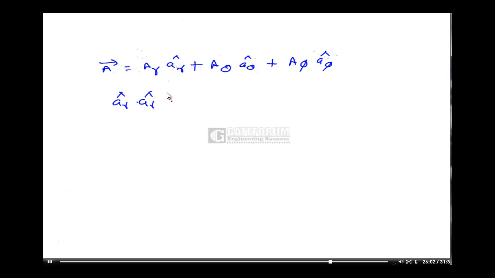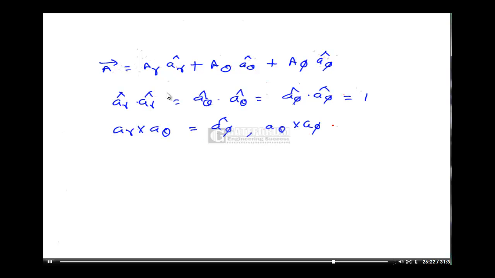Then how can we relate? What is the relationship with other coordinate systems? So we can represent it like this. If you draw, this is x, this is y, this is z. Suppose I want to represent a point P, which is a point P in all coordinate systems.